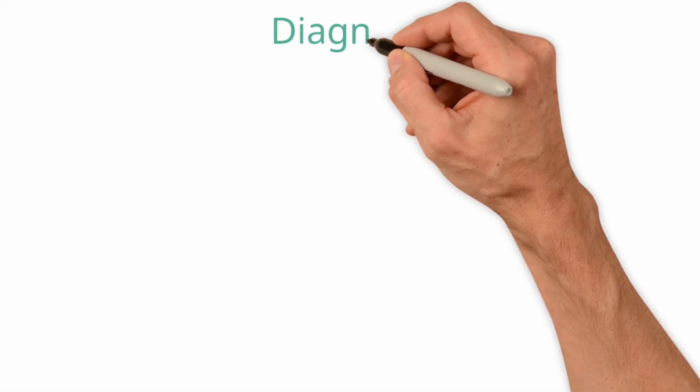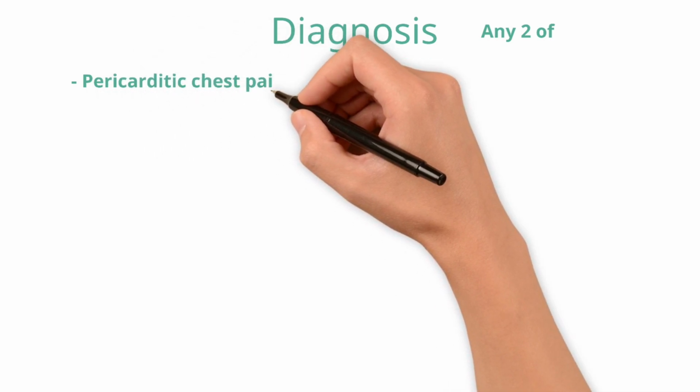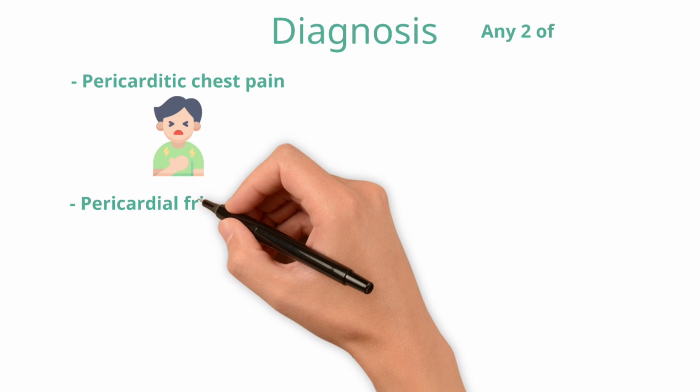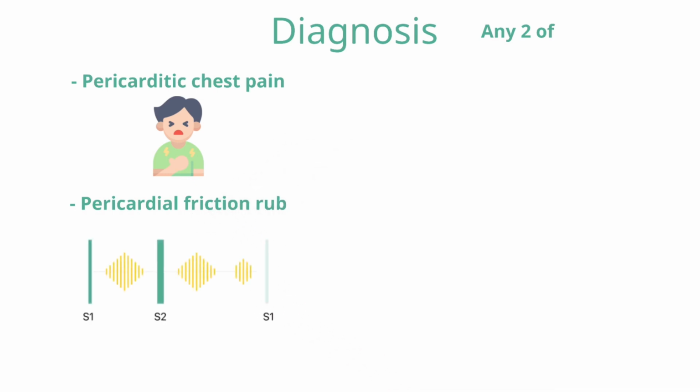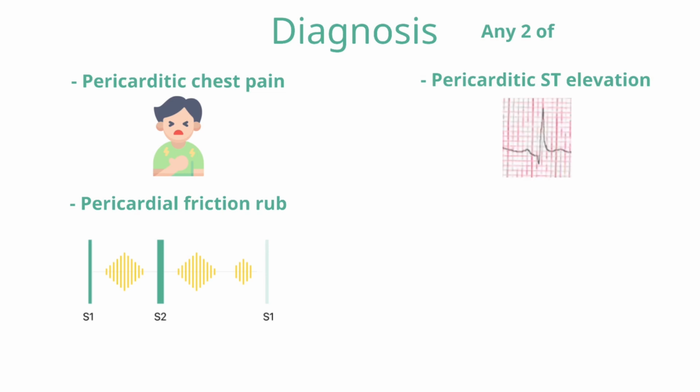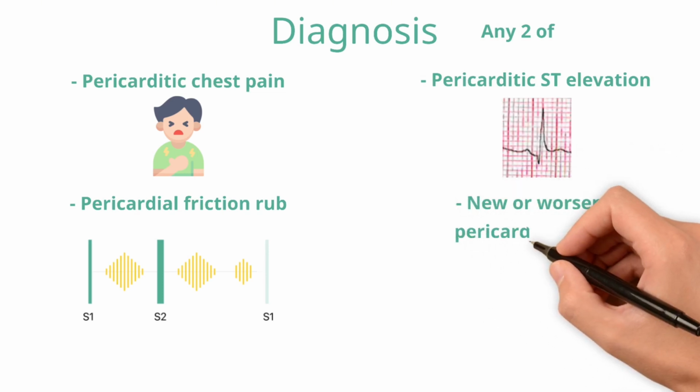To diagnose acute pericarditis, therefore, at least 2 of the following 4 clinical features are required. Firstly, pericarditic sounding chest pain. Next, the presence of a pericardial friction rub. Thirdly, new widespread ST elevation or PR depression on the ECG. And finally, a new or worsening pericardial effusion on echocardiography.